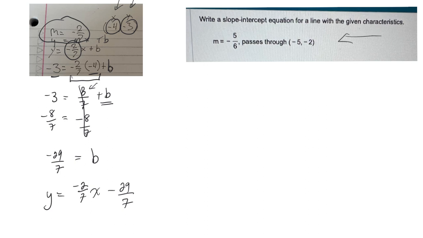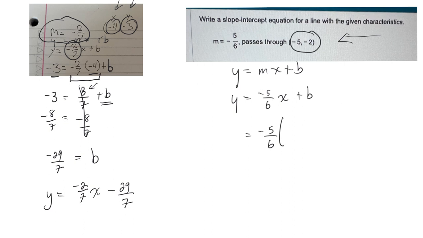Still same question. So y equals mx plus b. Plug in your slope. y equals -5/6 x plus b. Now plug in my x and my y value. So -5/6, the x value is -5, and the y value is -2. Okay, simplify this. So it'll be a positive 25/6, plus b equals -2.